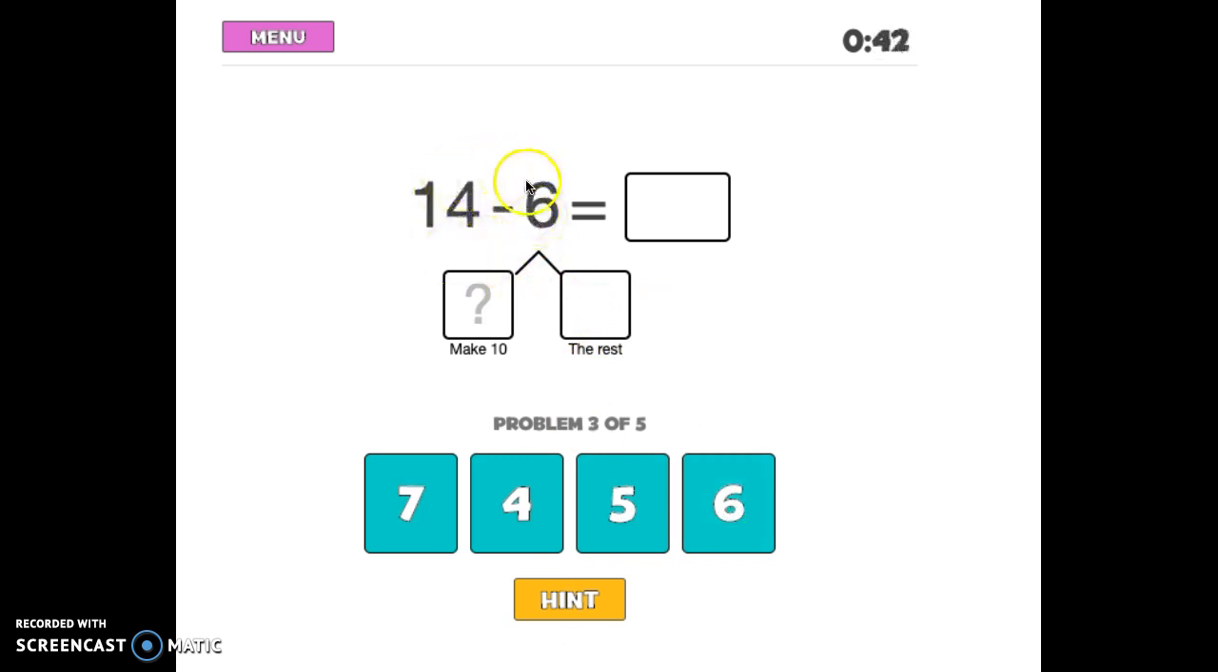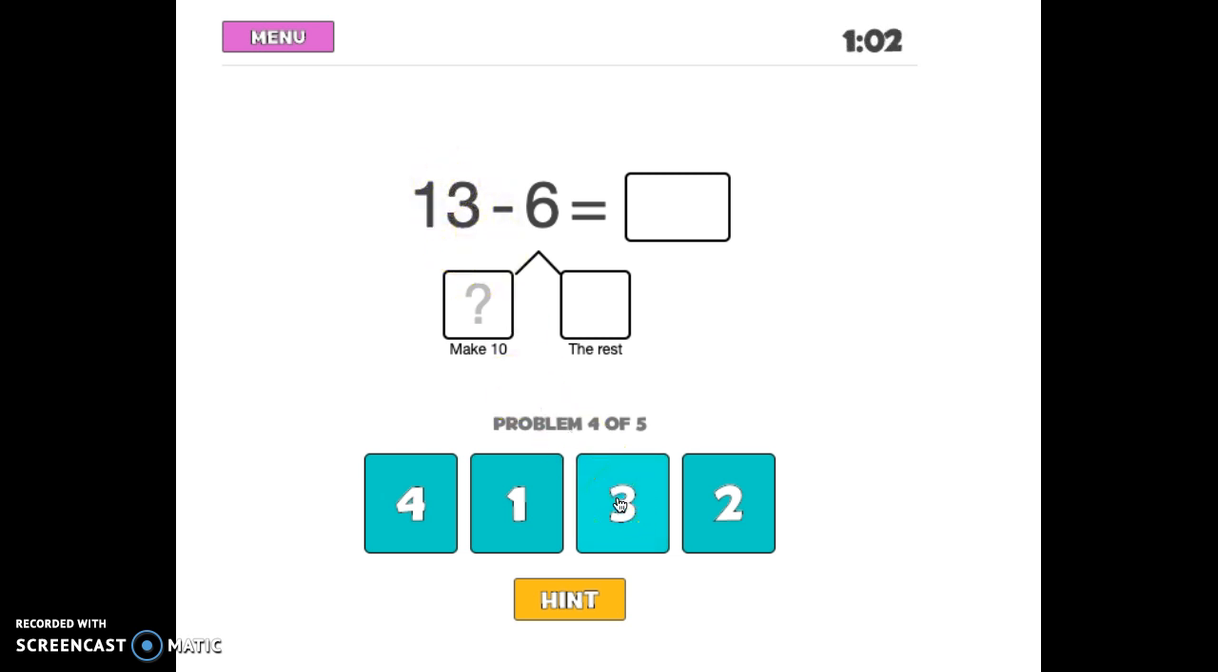14 minus what equals 10? That would be 4. And then breaking apart 6, 4 plus what equals 6. I think it's important for kids to see just how important one fact is to the other, and so you use the first fact to get to 10 to help you solve the next.